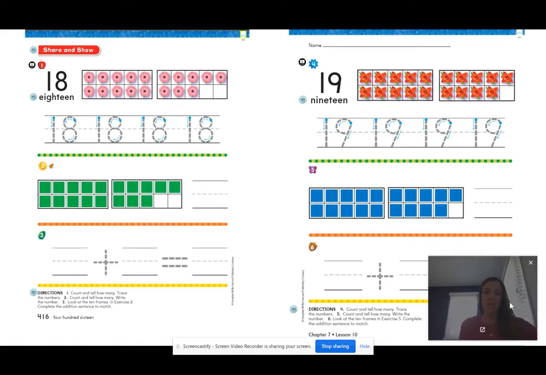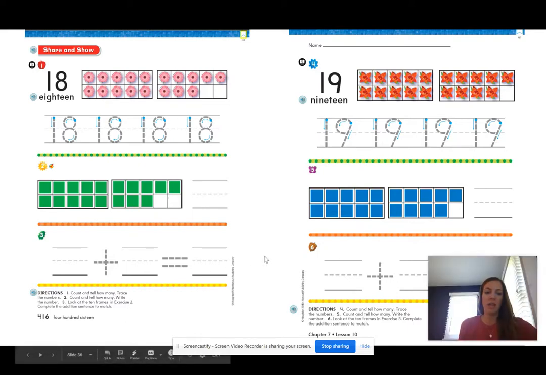When I'm done with 18, I have the same directions on the next page. I'm counting and writing, making a math sentence. When you're all done with these 3 workbook pages, you can play the video again and check your work. Right now, I need you to press pause and try it on your own.